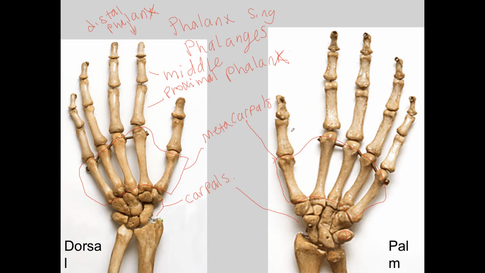Your thumb only has a proximal and a distal one, so there's no middle. So you don't have those 1, 2, 3 joints in your thumb, you only have 2. All right, so that's hand stuff.